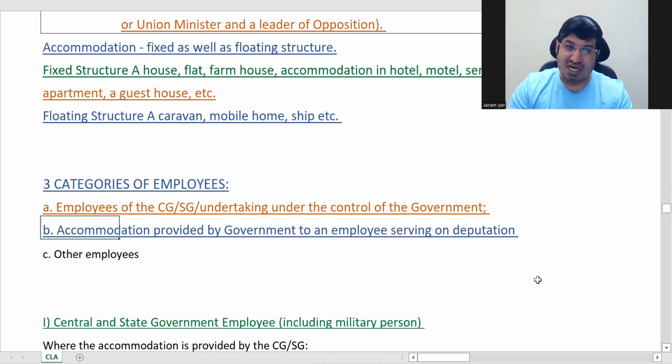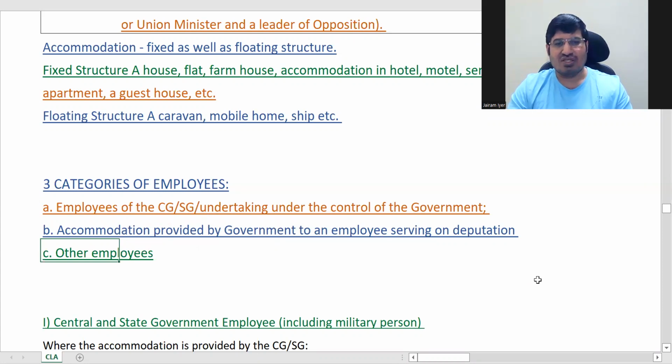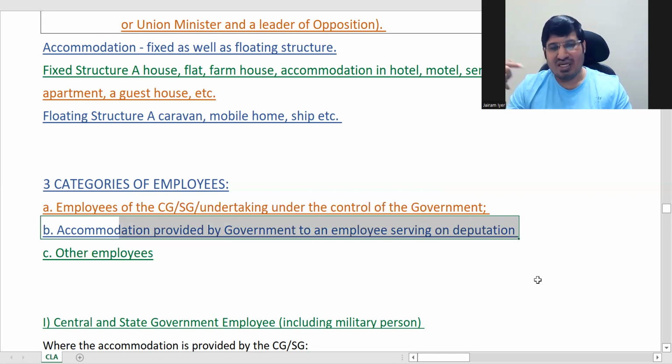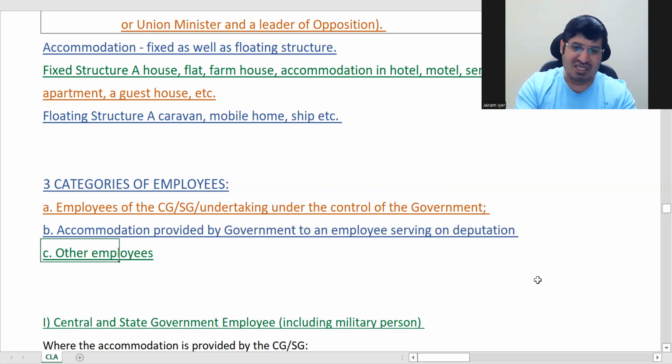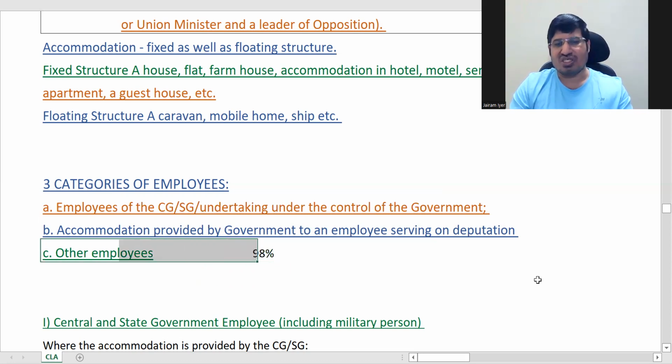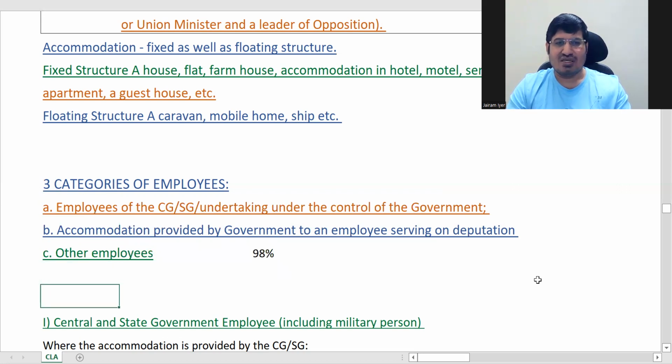So accommodation provided by government, only government, not any deputation, government to an employee on deputation is second, then third is other employees. As you can see here, it's only CGSG and central government undertaking. This one is a very small thing, government sending an employee on deputation. So most of the things, let us say 98% of the things, will get covered in other employees. These are your three categories of employees for valuation.